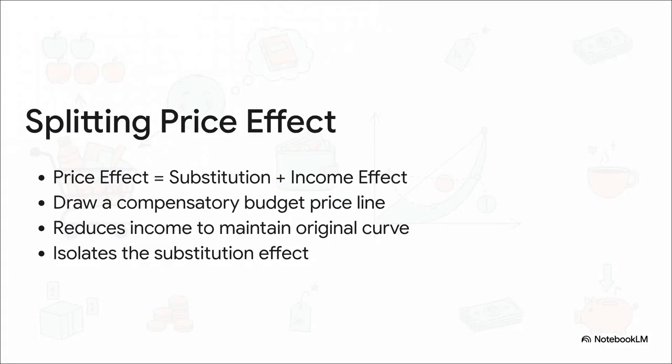Economists came up with a genuinely genius way to split this total price effect into its 2 parts. They draw this hypothetical compensatory budget price line. It's like, imagine we drop the price of a good, but at the exact same time, we snatch away just enough of your income so you are forced back down to your original satisfaction curve. This brilliant mathematical trick entirely isolates the substitution effect. Whatever change in demand is left over after we give that virtual income back, that's your income effect.